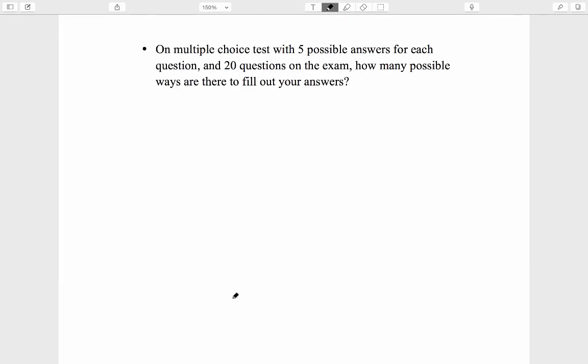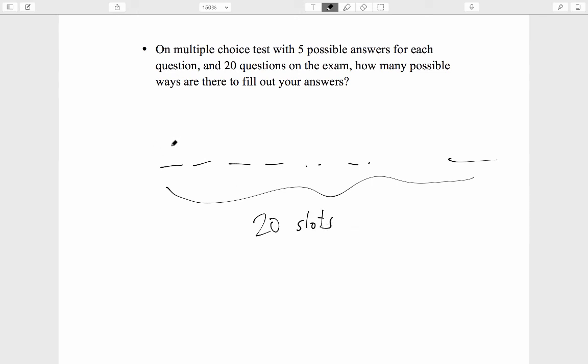What about when there are more than 2 letters in the alphabet? On a multiple choice test with 5 possible answers for each question, and 20 questions on the exam, how many possible ways are there to fill out your answers? There are 20 questions on the exam, hence 20 slots. So we'll indicate that there are 20 slots here, and each one has 5 possibilities in it.